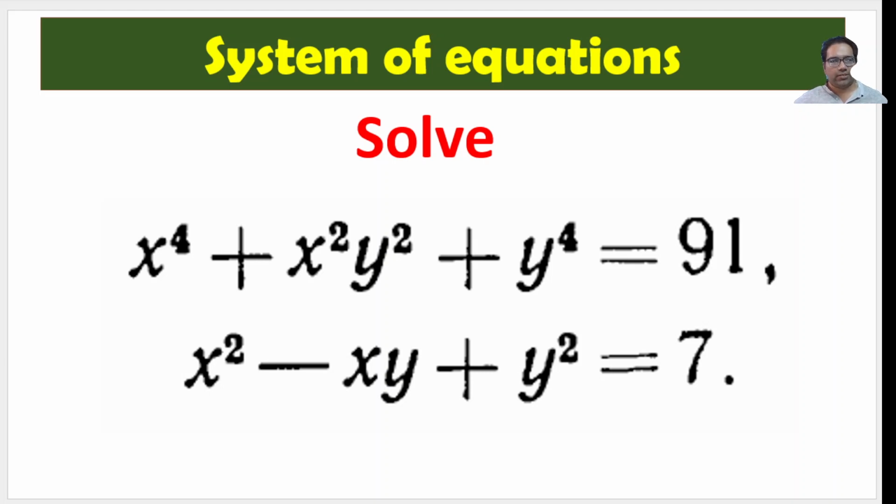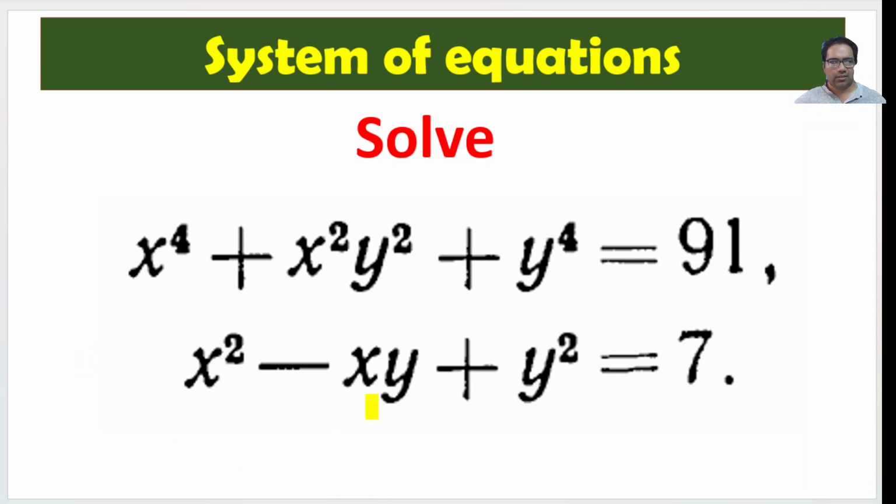We are given x power 4 plus x square y square plus y power 4 equals 91, and x square minus xy plus y square equals 7. So there are two equations, one of order 4 and another of order 2. How do you solve them? There is some similarity, right?